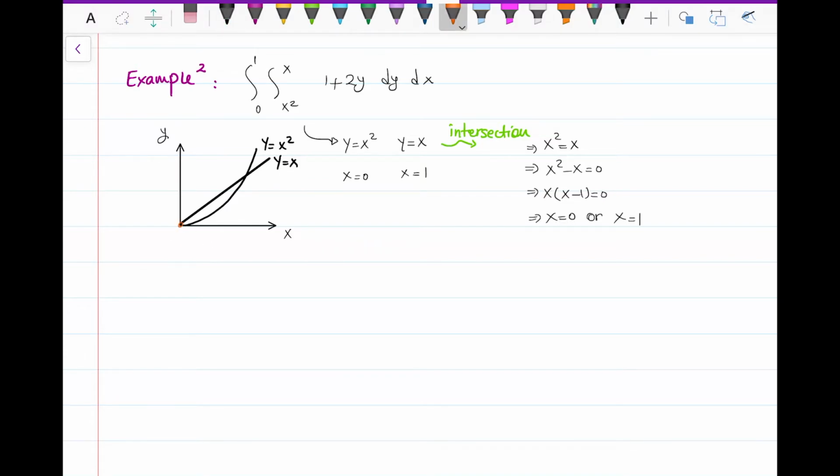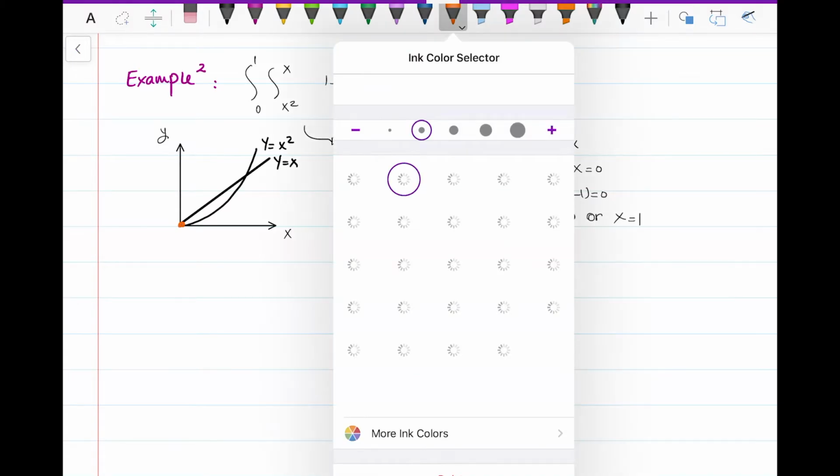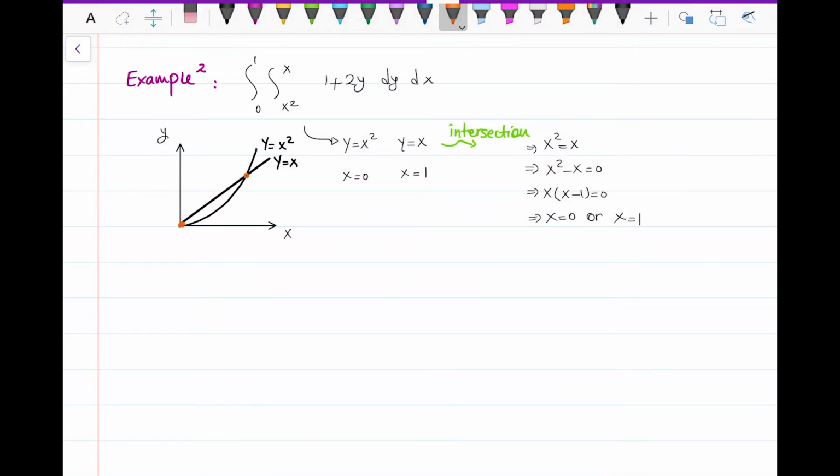Great. So this is x equals 0, and this is x equals 1. Great. That's the region R. You see, x equals 0 and x equals 1. Perfect. So the region R is here. Very good. Now I have graphed the region.